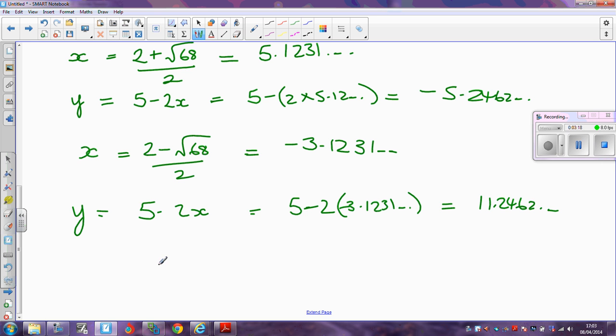And that comes out as 11.2462. So my final coordinates, my one pair is 5.12, remember 2 decimal places, and minus 5.25. And the other one is minus 3.12 and 11.25.